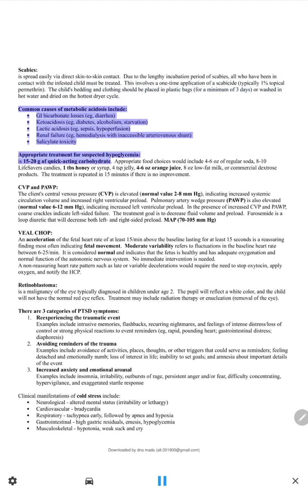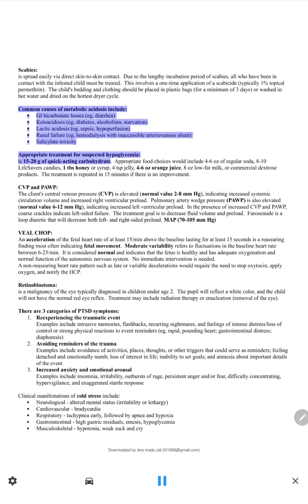Common causes of metabolic acidosis include GI bicarbonate losses, e.g., diarrhea; ketoacidosis, e.g., diabetes, alcoholism, starvation; lactic acidosis, e.g., sepsis, hypoperfusion; renal failure, e.g., hemodialysis with inaccessible arteriovenous shunt; and salicylate toxicity.